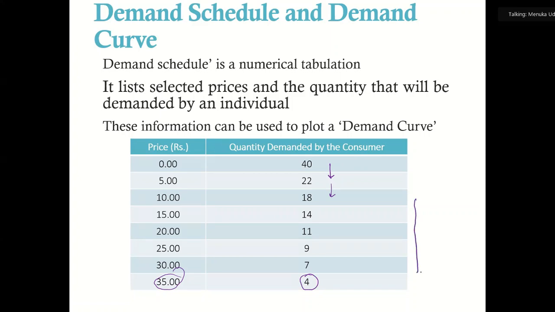If I plot this on a curve with price on this axis and quantity on this axis, when the price is 35 rupees, quantity is 4. When the price is 0, quantity is 40. Now, if I plot the curve, you can see a downward sloping, negatively sloped curve. We call this the demand function.